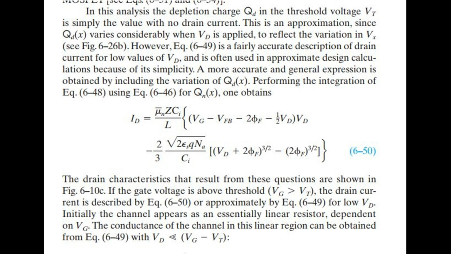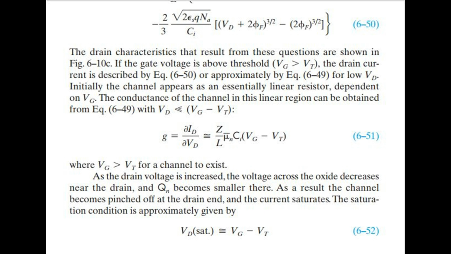Initially the channel appears as an essentially linear resistor, dependent on gate voltage. The conductance of the channel in this linear region can be obtained from EQ 649, with Vd much less than Vg minus Vt, where gate voltage is greater than threshold voltage for a channel to exist.